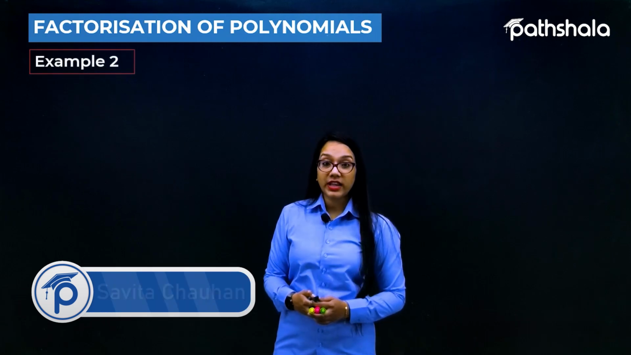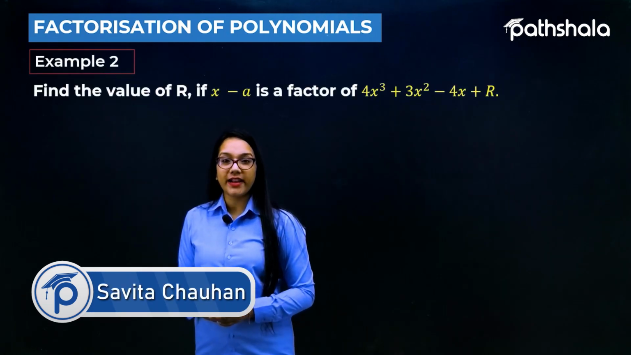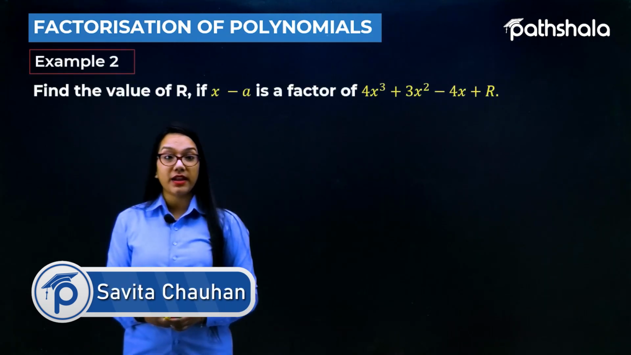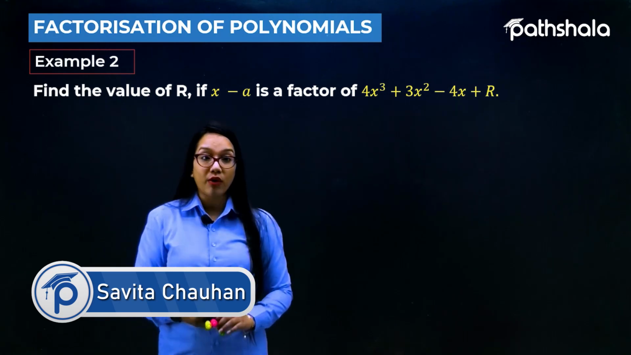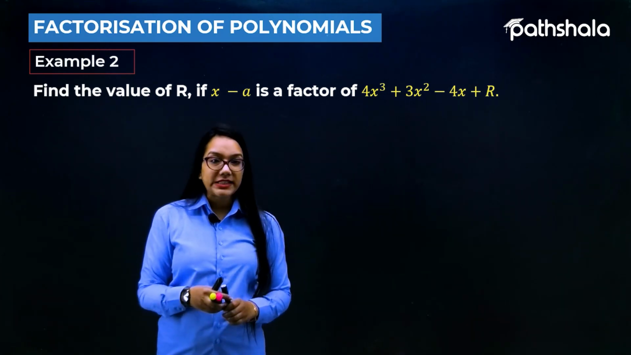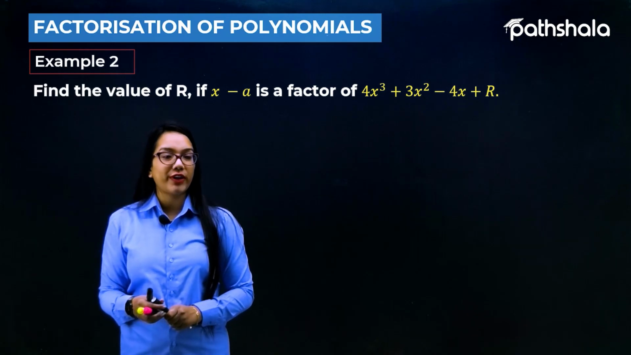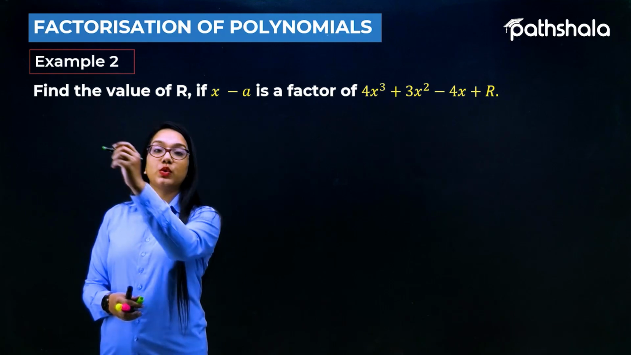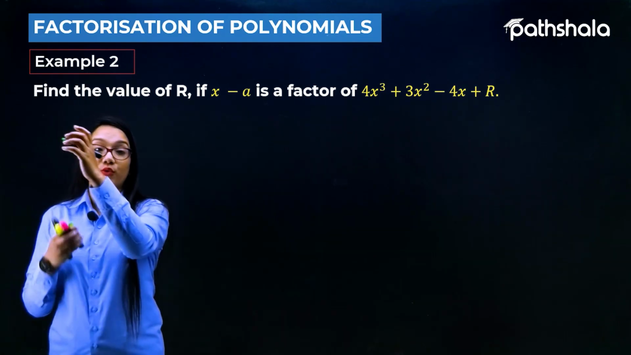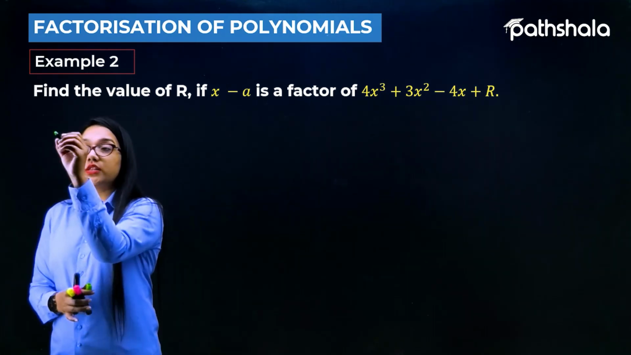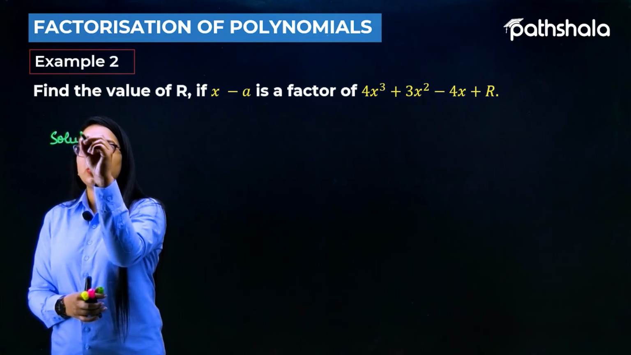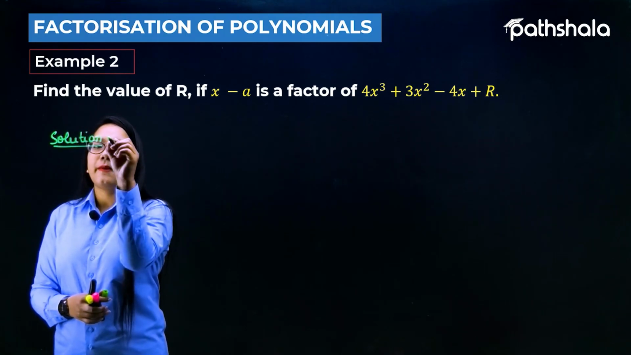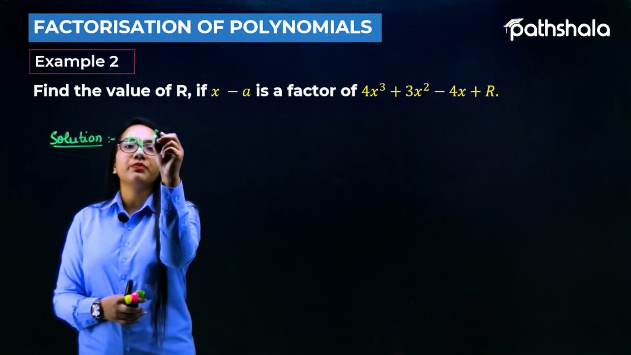So the next question is example number 2. It says: find the value of r if x minus a is a factor of 4x cube plus 3x square minus 4x plus r. So we have to find out the value of r. Let's use the factor theorem in order to find the value of r. Let's start the solution of this question by using the factor theorem.